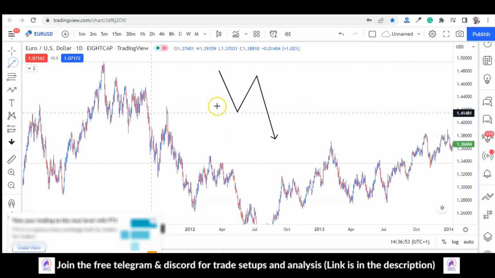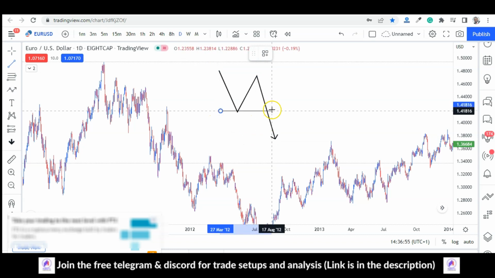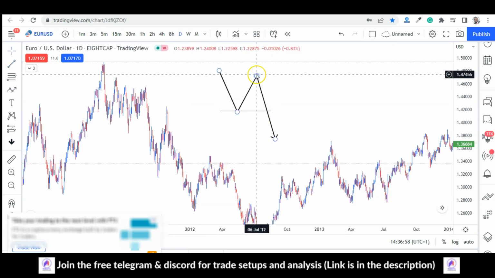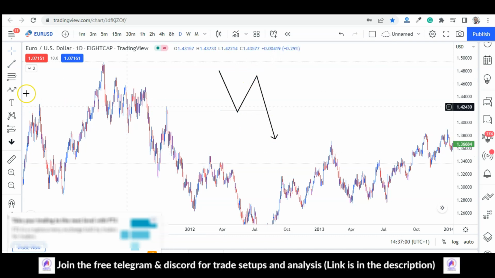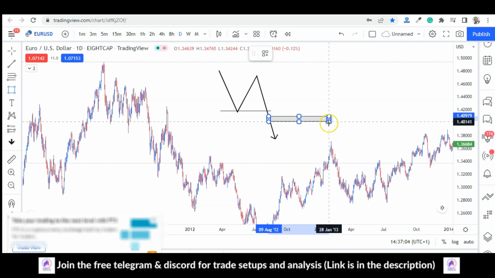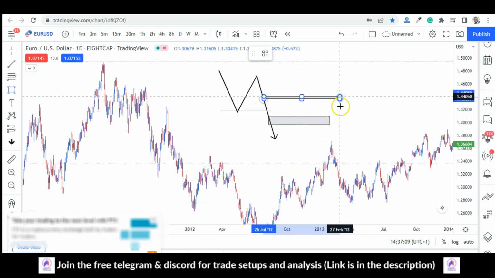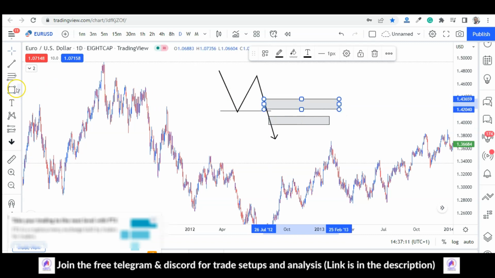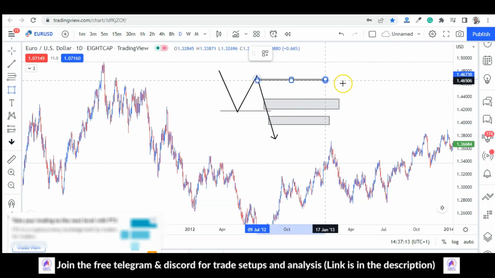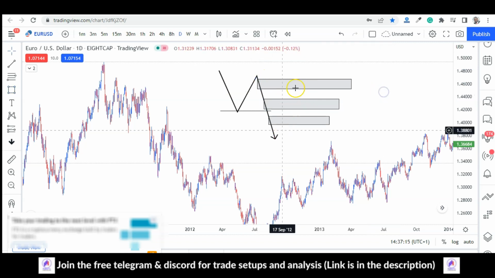Now if you have this break of structure here, okay, you have this impulse leg here, and for example, if you have a POI here, you have another one here, you have another one here, which of these POI are you going to use to take your trade? And that's where the concept of premium and discount pricing comes in.